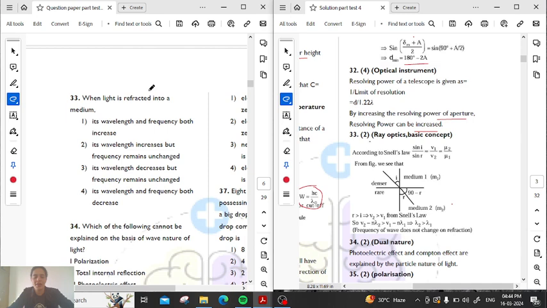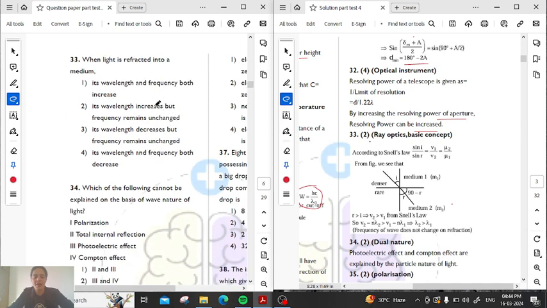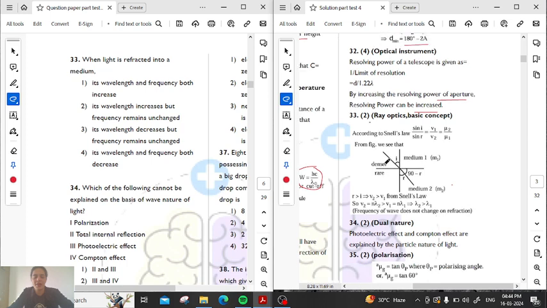This is from ray optics. So what happens here? There are wavelength, frequency, and so many confusing options. Don't read these options. Instead, first think about what happens when light goes from one medium to another. Suppose it is moving from denser to rarer medium. This is medium 1, and i and r are the angle of incidence and the angle of refraction. This is medium 1, medium 2, so this is i, this is 90 minus r.